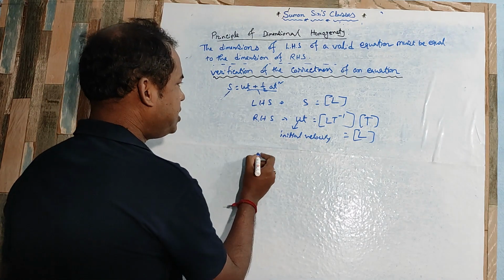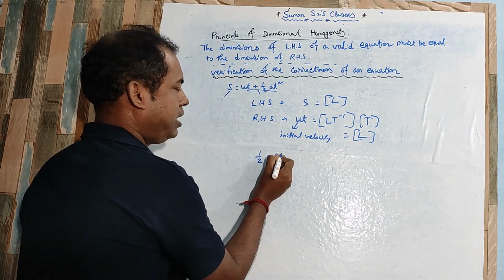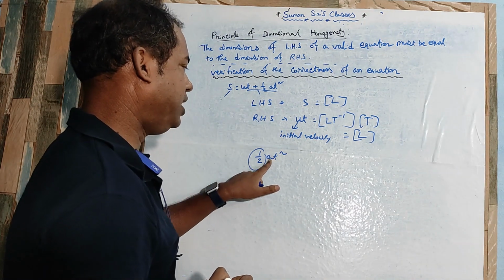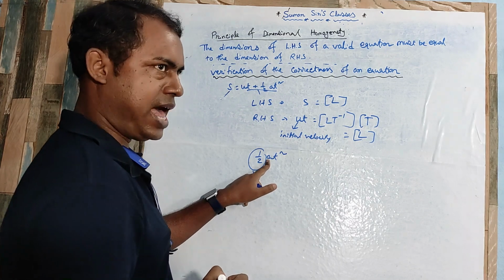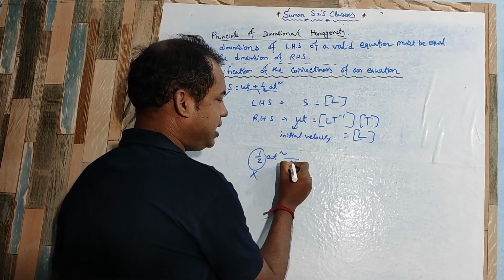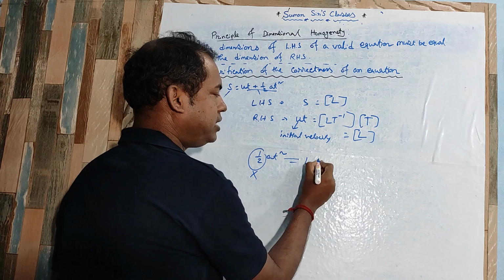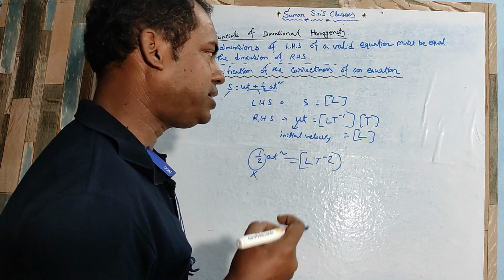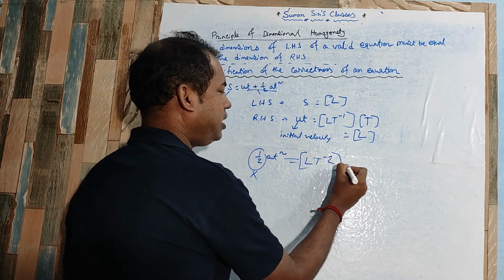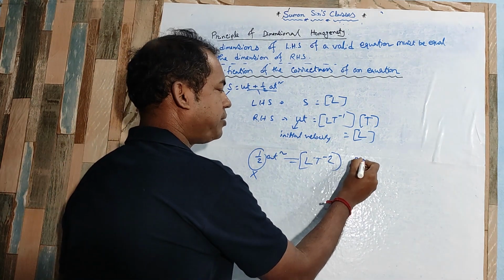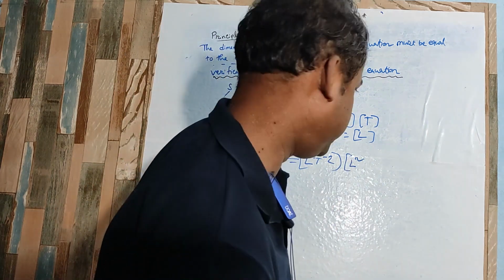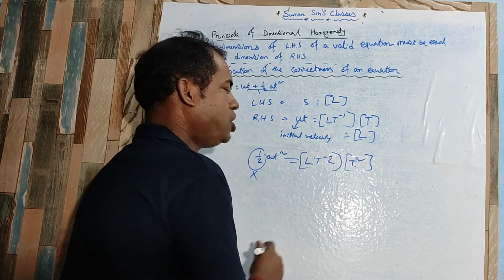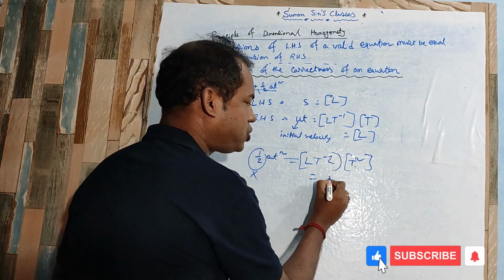The second part is half at square. Half is a dimensionless quantity, it has no dimension, only at square is present. What is a? A is the acceleration. So what is its dimension? It is L T to the power minus 2, because acceleration equals velocity by time, as already discussed. That is multiplied with T square. So L T to the power minus 2 into T square also equals L.